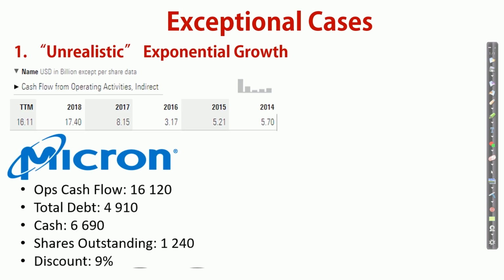Now, if you remember, in my Micron analysis video, we faced an exceptional case, and that is Micron having so-called unrealistic exponential growth of its cash flow from operating activities. From here, we see that the cash flow from operating activities of Micron has generally been decreasing, or rather staying flat. And then suddenly from 2016 and 2017 onwards, it experienced a huge spike upwards. So in such cases, if we were to just use the trailing 12 months of 16.1 billion, it may sometimes give us unrealistic numbers as the intrinsic value of the company.